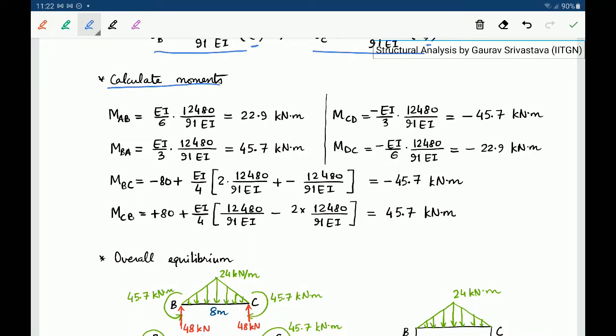Okay, so once we have found theta B and theta C, we can calculate the moments. We just put all of these back, and we calculate all the moments, right? And again we can see that MBA plus MBC should be 0, right? So this plus this should be 0 because that is a joint where equilibrium was done. And MCB plus MCD should be 0, right? Because that is another joint where we did equilibrium, right? And here, because of symmetry, MAB and MDC should be equal and opposite. So we see that they indeed come out to be equal and opposite, right?